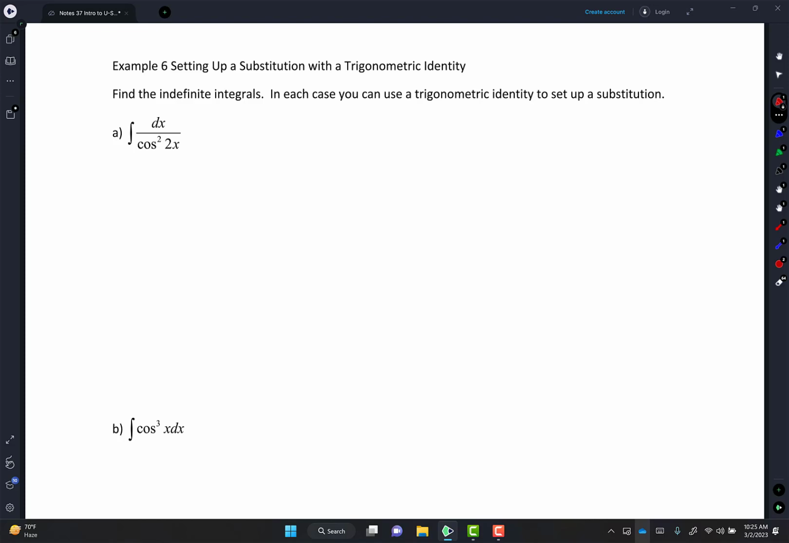All right, it says, example 6, setting up substitution with a trigonometric identity. Find the indefinite integrals. In each case, you can use a trig identity to set up a substitution if you need it. For this one, you probably don't need it, but we'll see. I look at it and I can't do the antiderivative of that, but 1 over cosine is the same thing as secant, so this must be secant squared of 2x dx. This one's probably a perfect example where you might not need it.